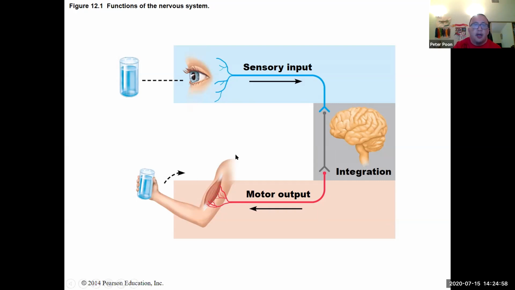So here's my sensory input. This thing here is the neuron. This is a sensory neuron. This is the interneuron where it's integrated, and then this is the motor neuron that produces the motor output. So we've looked at this tiny little bit here.